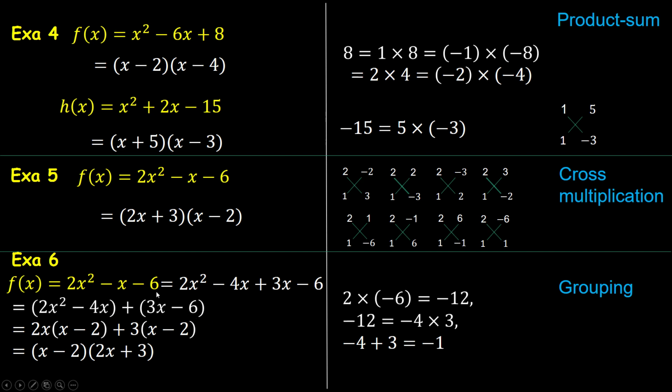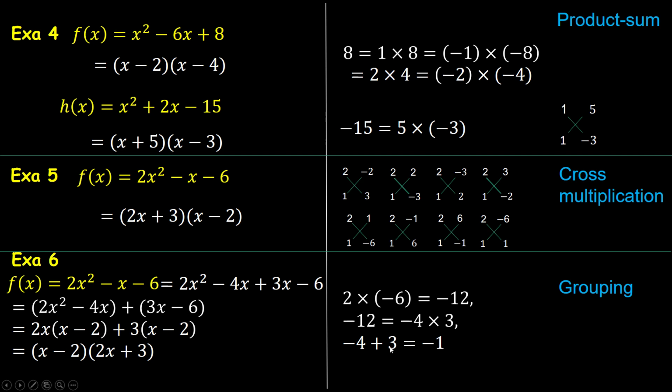So basically you have this example here, and grouping means, okay, before you group them, you want to multiply the leading term, which is 2, to the last term, the constant term, which is negative 6. So 2 times negative 6 is negative 12. And now you try to factorize negative 12 into 2 numbers so that the summation is the middle one, which is minus 1. So the one that works is negative 4 and 3 because they add up to be minus 1.